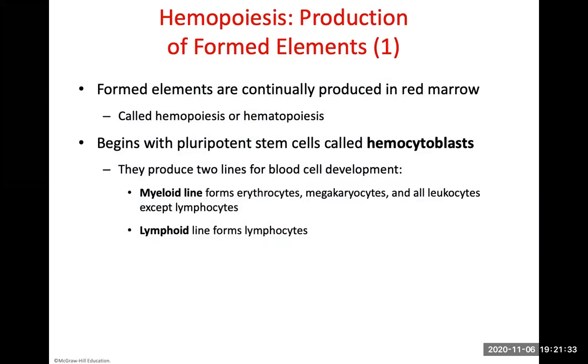Hemopoiesis is the production of formed elements. They are continually produced in the red marrow, and we call this hemopoiesis or hematopoiesis. They will all begin with a pluripotent stem cell called a hematocytoblast. And from that hematocytoblast, they will form either the myeloid line or the lymphoid line. The myeloid line will form all of your erythrocytes, megakaryocytes, and all the leukocytes except your lymphocytes. And the lymphoid line forms all the lymphocytes. And again, remember the lymphocytes are incredibly important in the immune response.